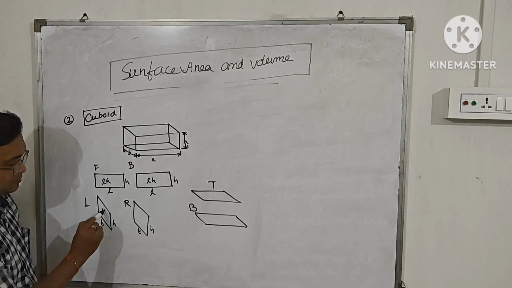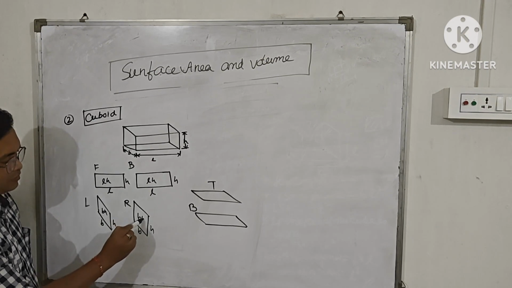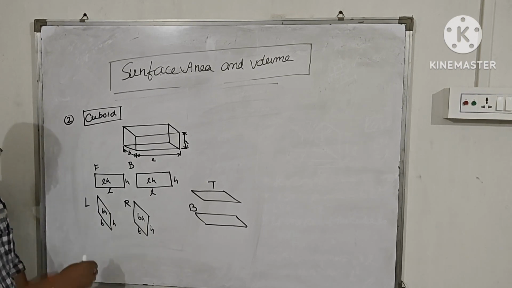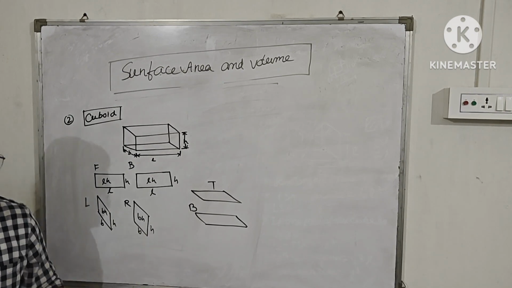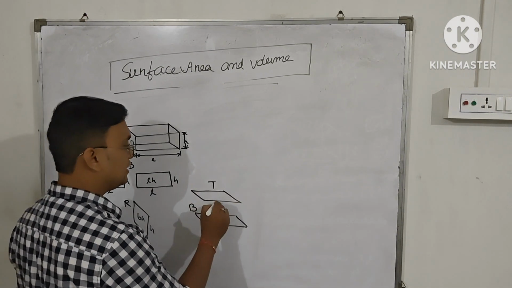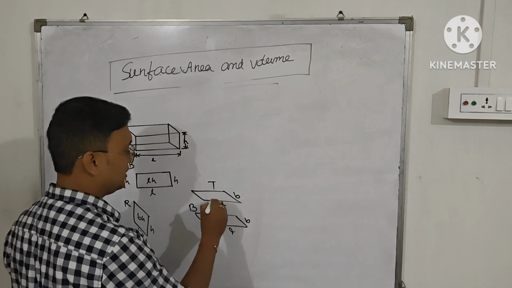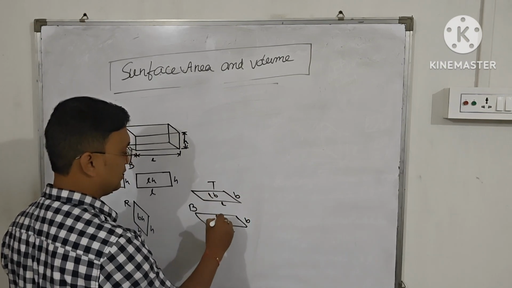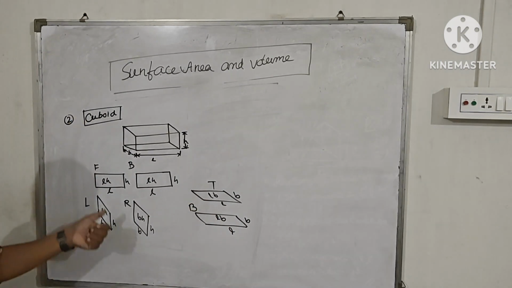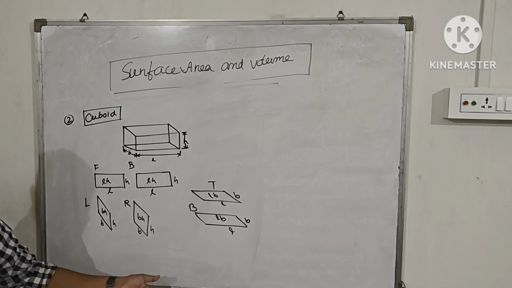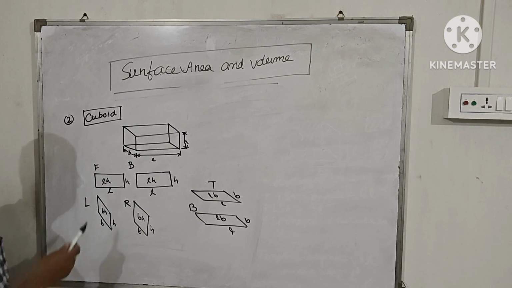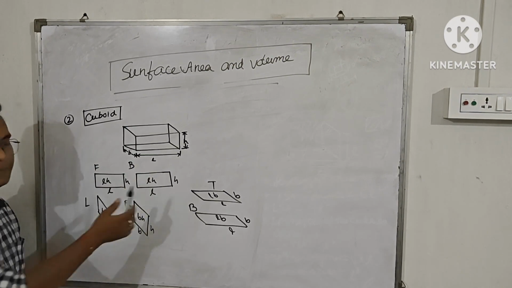So the area of this is BH and BH. Actually this is a 3D figure, that's why I am drawing like this. Then for the top face, this is length, this is breadth, so LB and LB. So these are the areas of these individual faces. Clearly we can see that the same area is repeating twice every time.